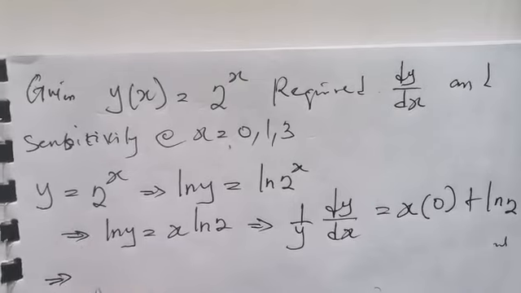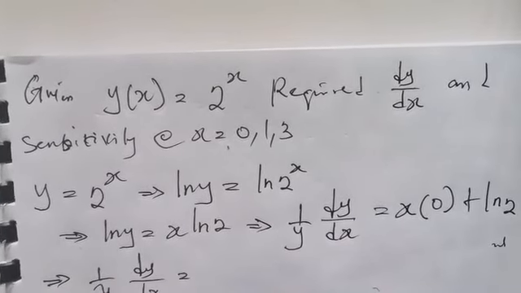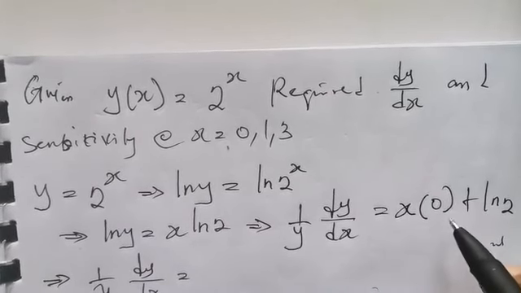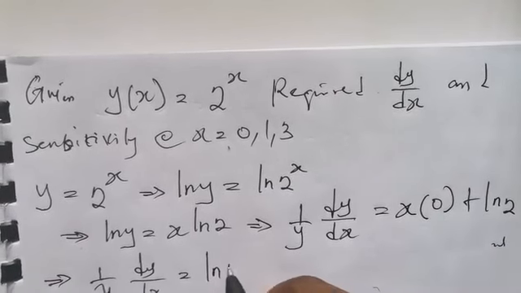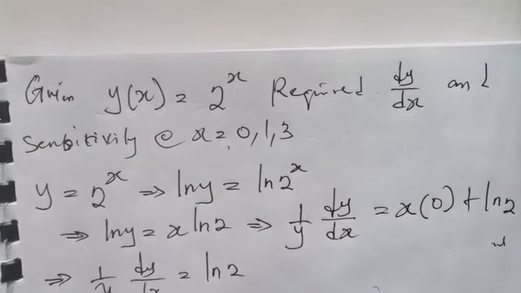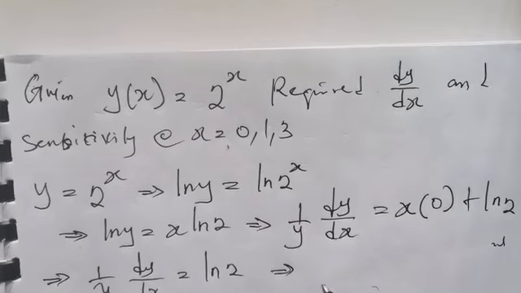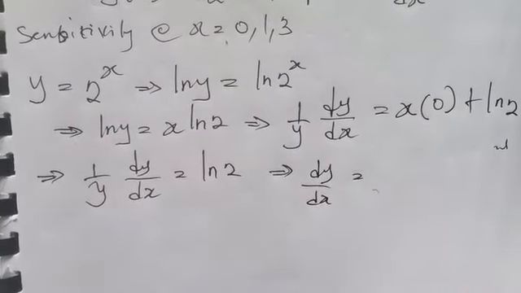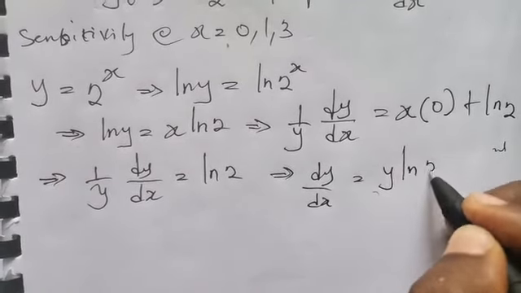So 1 over y dy/dx is going to be equal to, of course, x times 0 becomes 0, and ln 2 times 1 remains ln 2. So I'll simply have ln 2. Now, I want to find dy/dx, which means I'm going to be cross multiplying y. This simply implies that dy/dx is going to be equal to y ln 2.